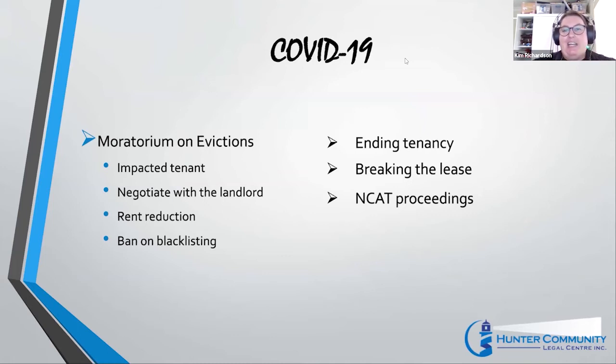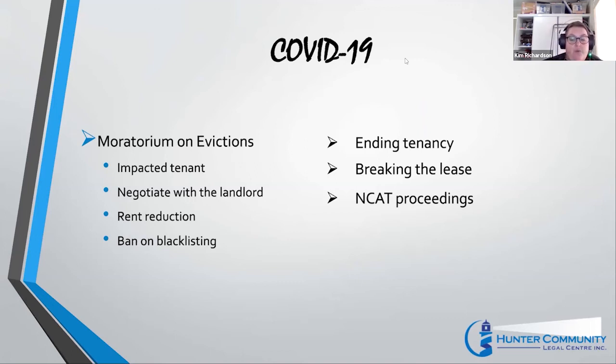COVID-19, I did hear on the radio that it has been about 1 year since New South Wales was shut down, and it certainly has been a very different 12 months. So in response to the impact of COVID-19, the New South Wales government introduced new measures to restrict when landlords can evict tenants due to rental arrears as a result of COVID-19.